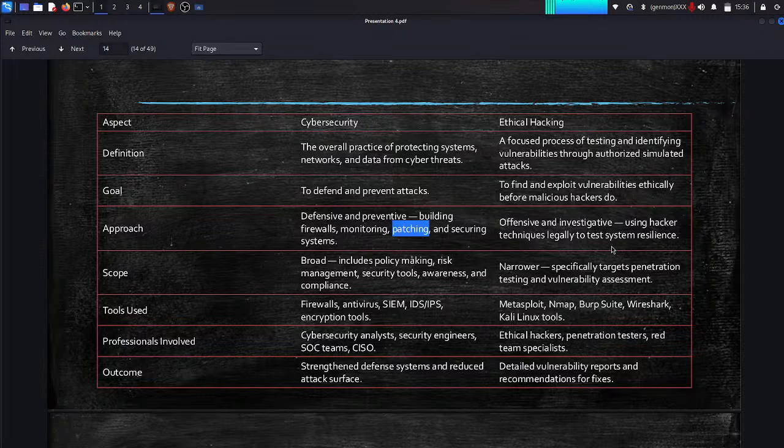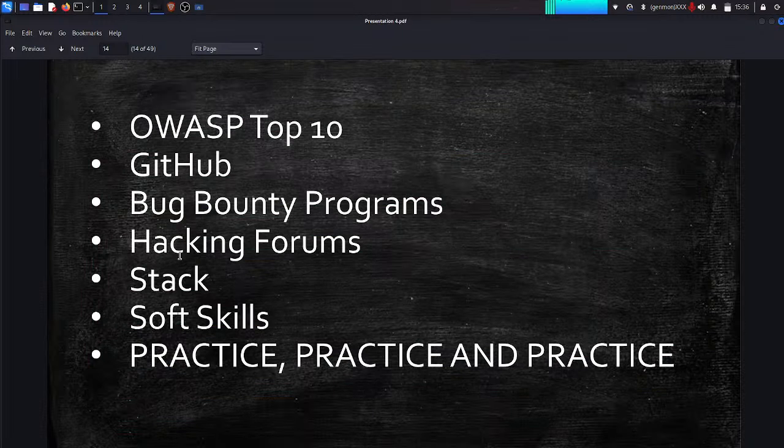And these are the resources which you can use during this journey. We have OWASP Top 10. Let me just show you what the OWASP Top 10 is. So this is the official website of the OWASP Top 10, and we have the 2021 edition. So let's discuss what the OWASP Top 10 is.